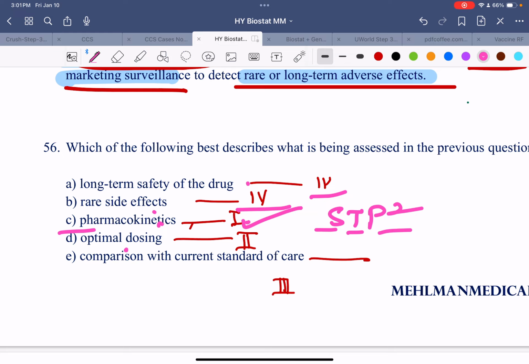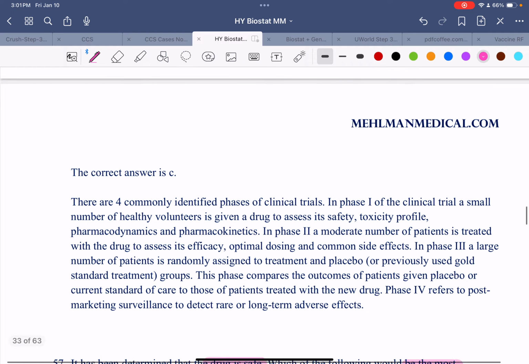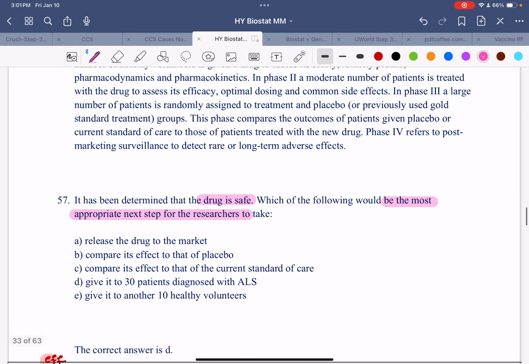Optimal dosing, EDS, it was in phase 2. Comparison with the current standard of care, phase 3, right? So the correct answer over here is C.